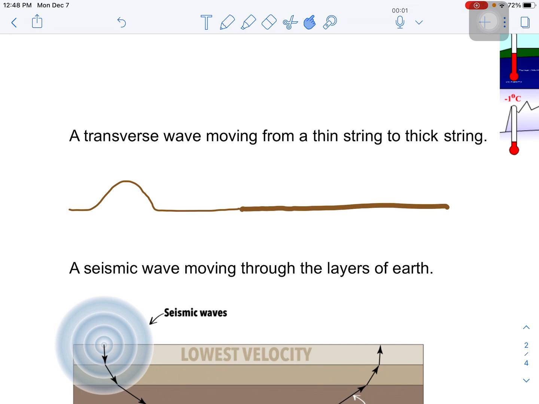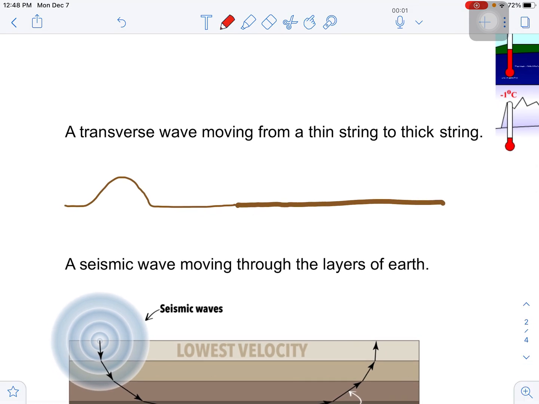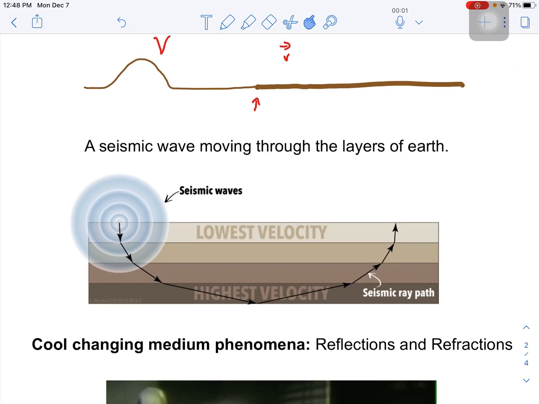Look at this, a transverse wave moving from a thin string to a thick string. We have maybe a fast-moving wave going down this thin string, but when it hits this medium boundary, the wave is going to slow down. Why? That's a thicker rope or a thicker string. It's got more mass, so it takes more energy to move it. It's got more inertia, so that wave is going to slow down so that energy can be conserved.